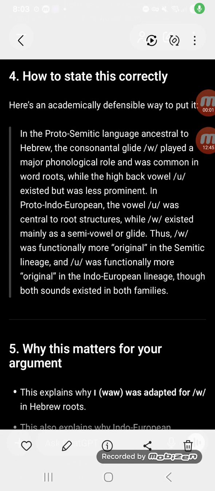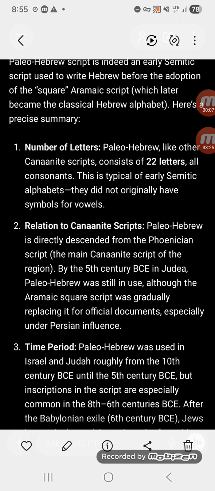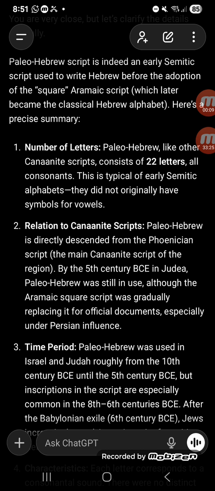All right, so let's go back into it. Let's read this again so you can understand this real quick. No, we are going to this point. Okay, this is what I was going into, right? So Paleo Hebrew script is indeed an early Semitic script used to write Hebrew before the adoption of the square Aramaic scripts, right? Which later became the classical Hebrew alphabet.